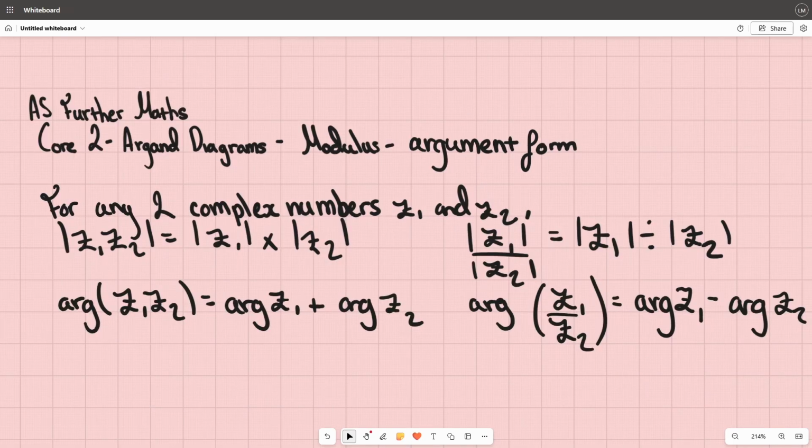Okay, so now I want to talk about some quick rules that you should remember. For any two complex numbers z1 and z2, the modulus of z1 z2 is equal to the modulus of z1 times the modulus of z2. The argument of z1 z2 is equal to the argument of z1 plus the argument of z2. The modulus of z1 over z2 is equal to the modulus of z1 divided by the modulus of z2, and the argument of z1 over z2 is equal to the argument of z1 minus the argument of z2.